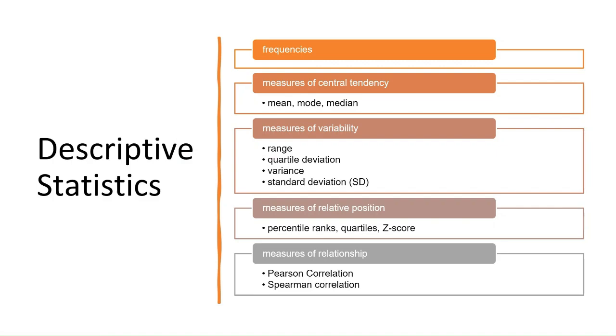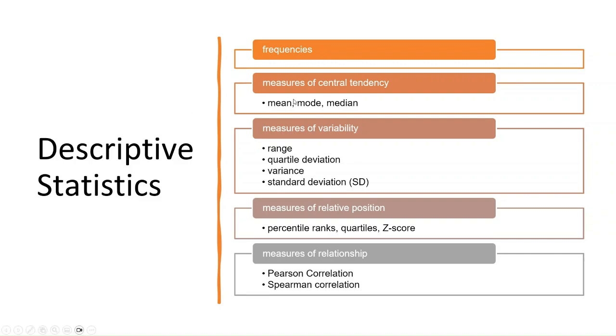Now, descriptive statistics include several tools that we can use to summarize and make sense of our data. So let's go over some of the key ones. First, we have frequencies. Frequencies help us understand how often each value appears in our data set. These are especially useful for nominal or ordinal variables. So, for example, if you have a group of 30 students, frequency counts can show how many are male and how many are female students.